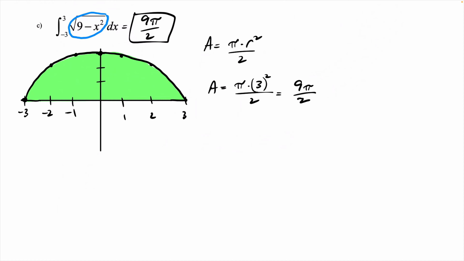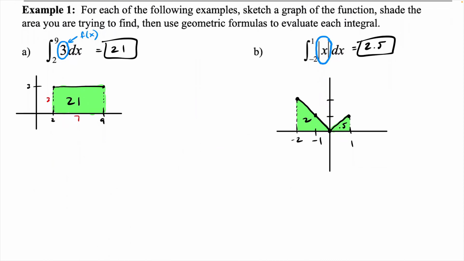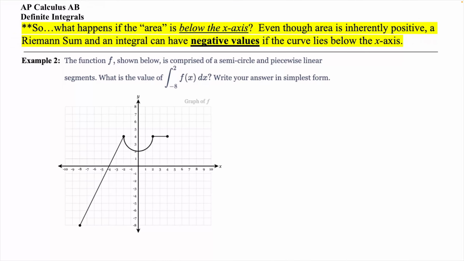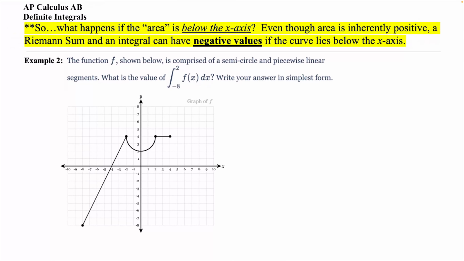So these 3 problems have all been above the x-axis. The ones on the back, we're going to go below the x-axis. So what happens when we go below the x-axis? Here it is right here. What happens if we're trying to find area under the curve, but we're below the x-axis? You're going to get negative values.